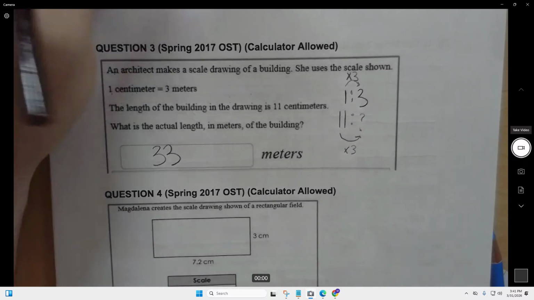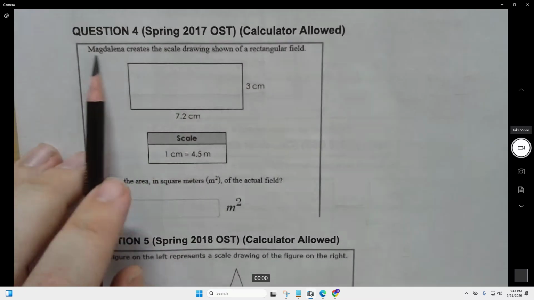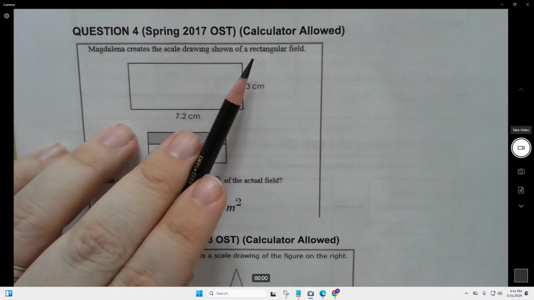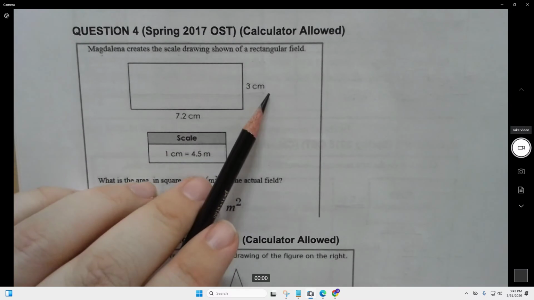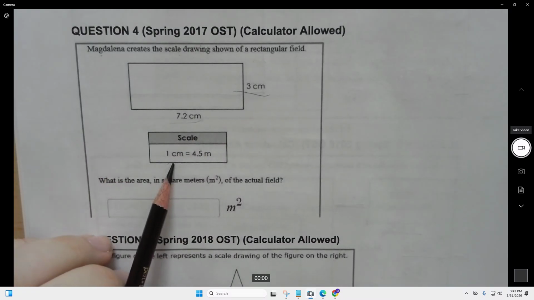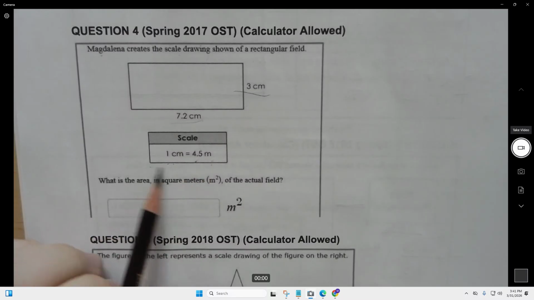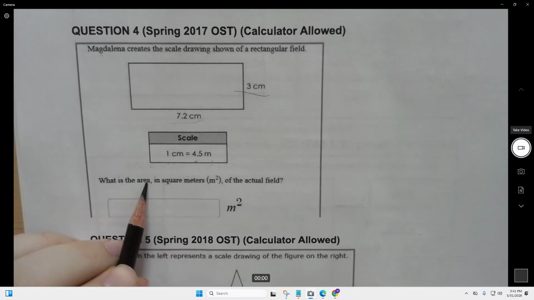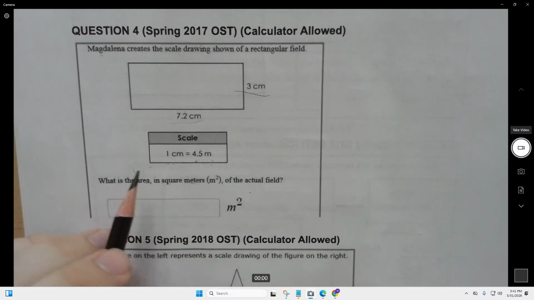All right. Next question. Magdalena creates a scale drawing shown of a rectangular field. So we have 3 centimeters, 7.2 centimeters. 1 centimeter equals 4.5 centimeters. What is the area in square meters of the actual field?